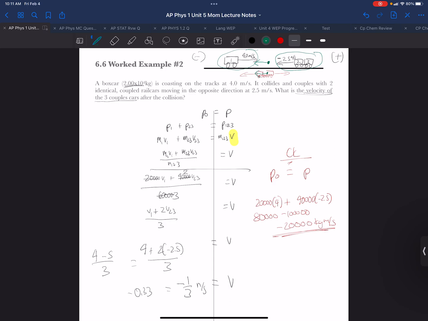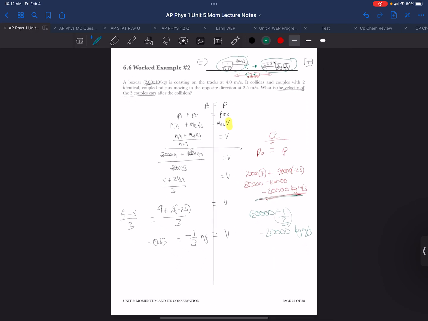All right, so the momentum of the system was minus 20,000 before. Let's check it afterward. Well, let's see. Afterward, we have 60,000 times the velocity, which is minus 1/3. Which is minus 20,000. And so the momentum is conserved.